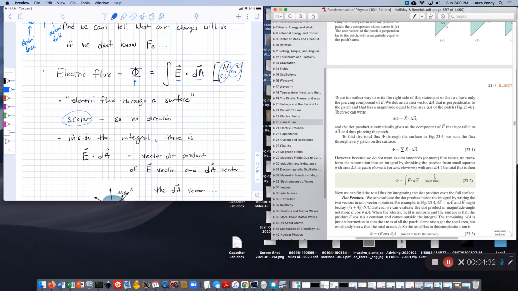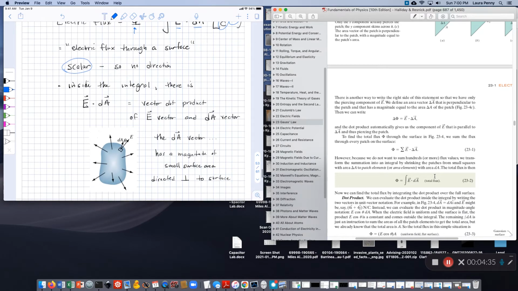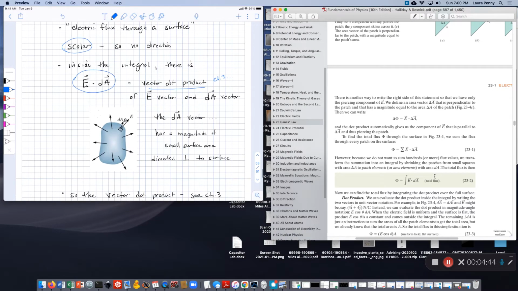So inside this integral, we have this dot product. It's a vector dot product from way back in chapter 3. And it's a dot product of the electric field vector, which hopefully we feel like we have some understanding of, and then this weird dA vector. So it's both the thing we're integrating over, and it's a vector in the sense that it has some direction. So the dA vector has a magnitude, which is essentially just some small surface area like this. And then the direction is perpendicular to the surface.